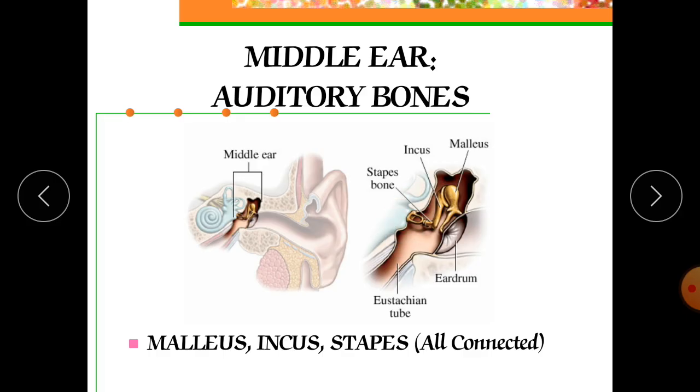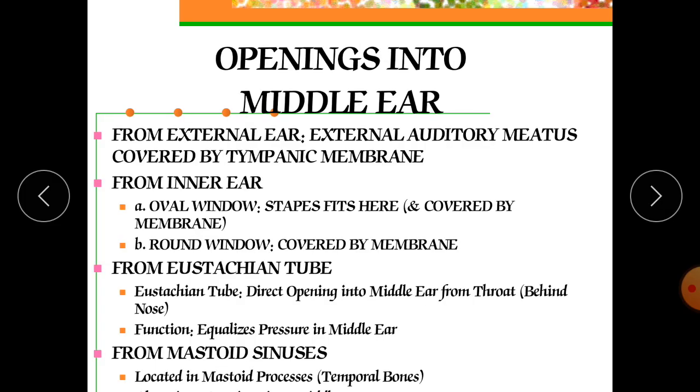Directly below the oval window is another opening called the round window, which is enclosed by a membrane called the secondary tympanic membrane. From the external ear, the external auditory meatus or canal is covered by the tympanic membrane. From the inner ear, the oval window, where the stapes fits completely, is covered by a membrane. The round window is also covered by a membrane.